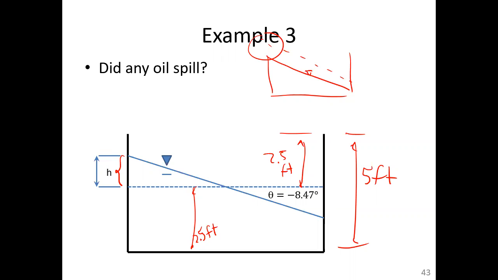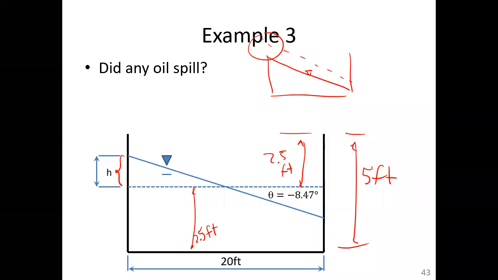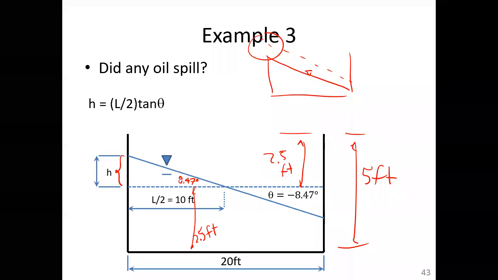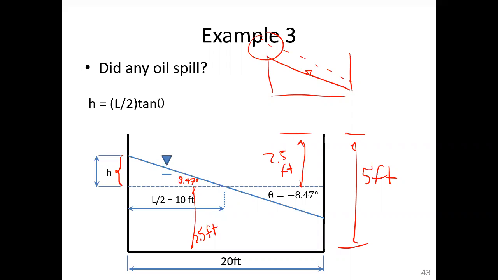So we'd be after calculating H, and what you have is a very simple right triangle. You have a 20-foot base, and because of the symmetry, you have a right triangle that is 10 feet by H, with that angle of 8.47 degrees. So in this case, H is equal to L over 2 tan theta, where L is the 20-foot distance, or H over L over 2 is the tangent of theta.